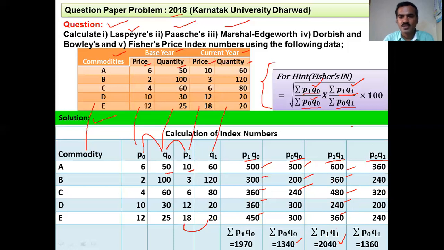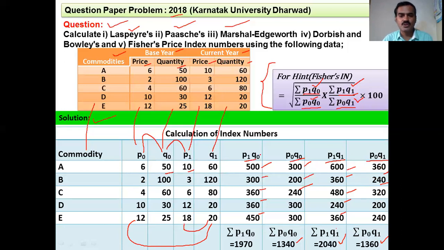2040. Next it is P naught Q1, that is P naught into Q1. 6 into 60, 360. 2 into 120, 240. Like that, you go on multiplying P naught with Q1, find all these figures and total it. You will get sigma P naught Q1, which equals 1360.